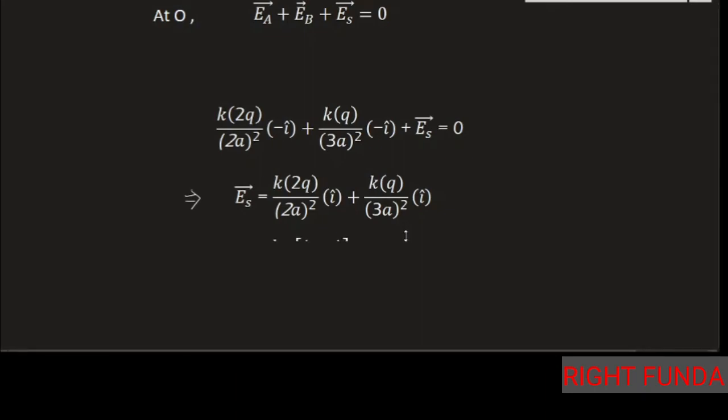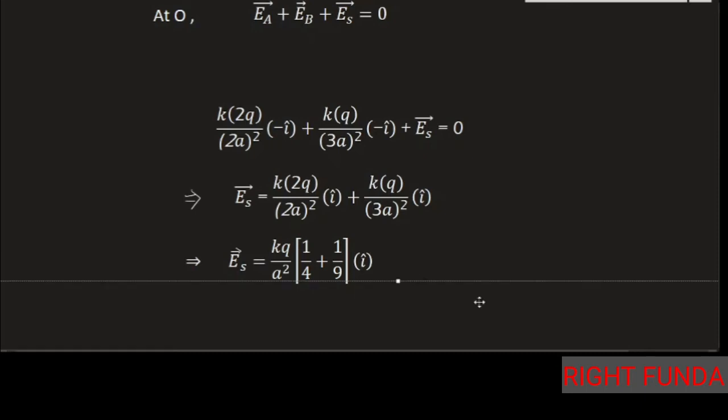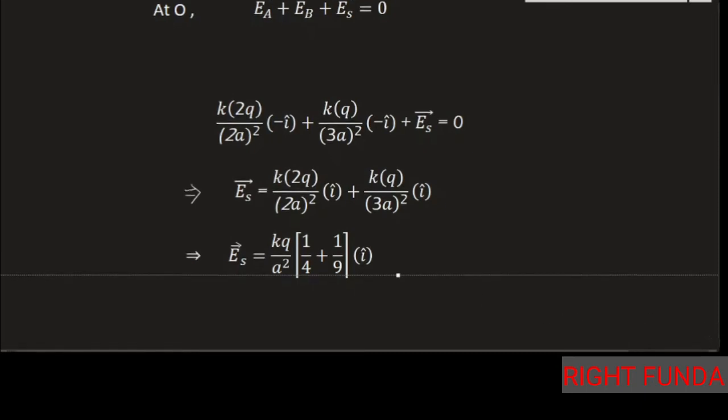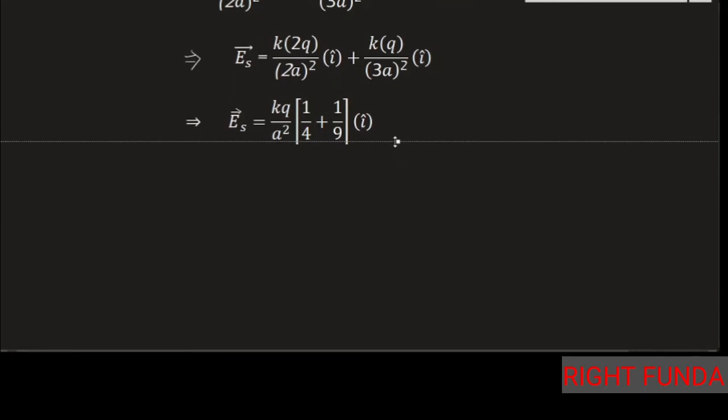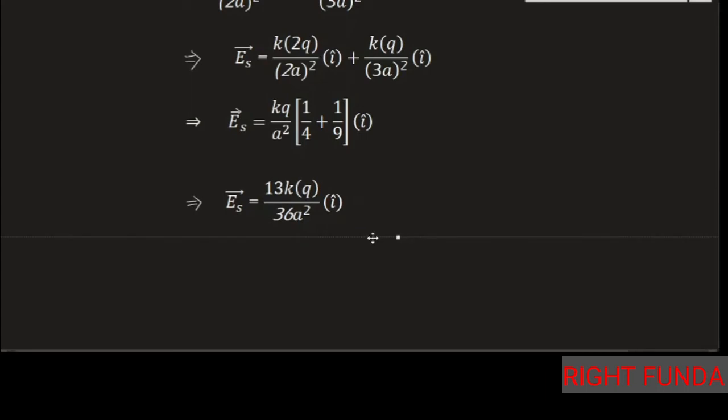That is the electric field due to the charge on the surface of the sphere. That I don't know directly, but I can calculate it indirectly because the net field has to be 0. So this EA has to be equal and opposite to the field of the charges. I can simplify this one. I got that ES is equal to KQ by A square into 1 plus 4 plus 1 by 9 i cap. And if I simplify, I get the answer that ES is equal to 13 KQ by 36 A square i cap. This is the field.